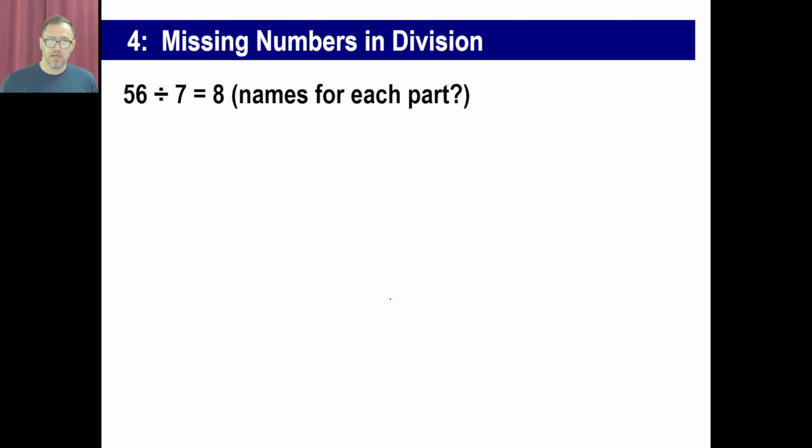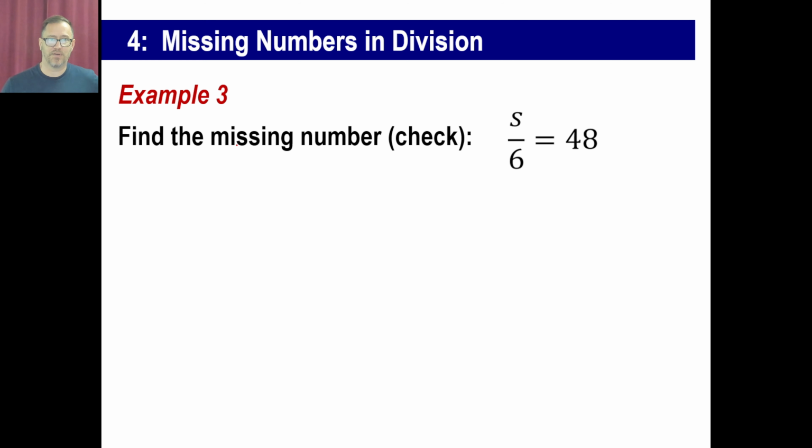This is division. 56 divided by 7 equals 8. Now, do you remember the parts for this? That's the dividend, this is the divisor, and the answer to a division problem is called the quotient. Quotient, that's it. You're doing great today.